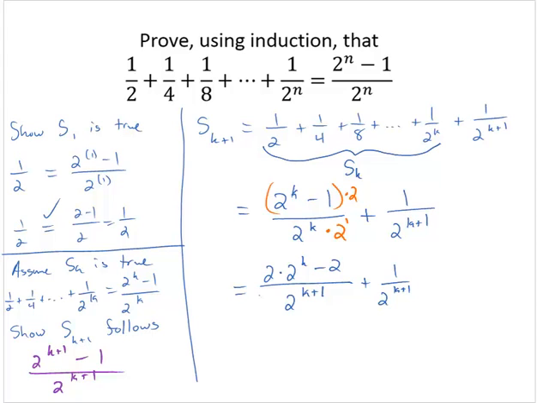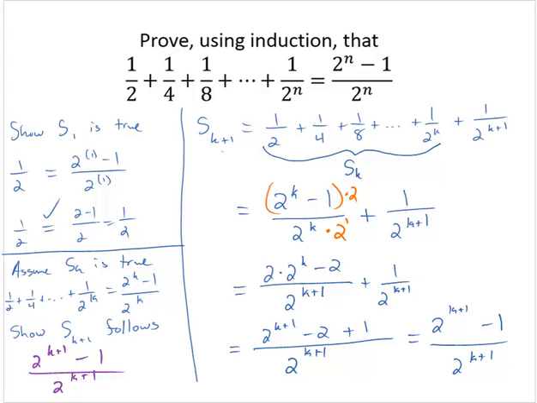Now I can add these fractions together. Well, notice, wait a second, I've got a 2 times 2 to the k, and just like in the denominator earlier, that would be a 2 to the k plus 1. Minus 2 plus 1 over 2 to the k plus 1. And notice that that gives us 2 to the k plus 1 minus 1 over 2 to the k plus 1, which is our goal.